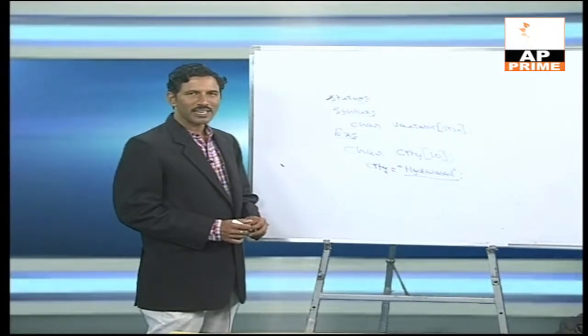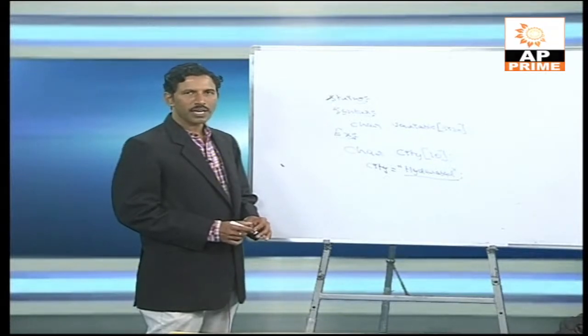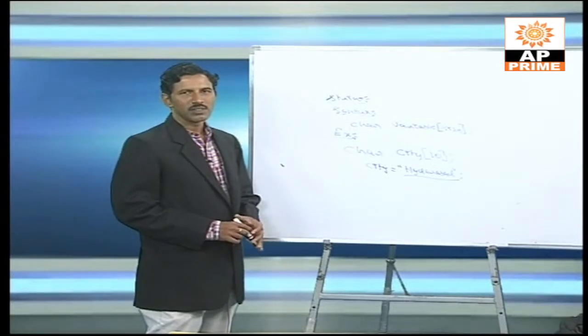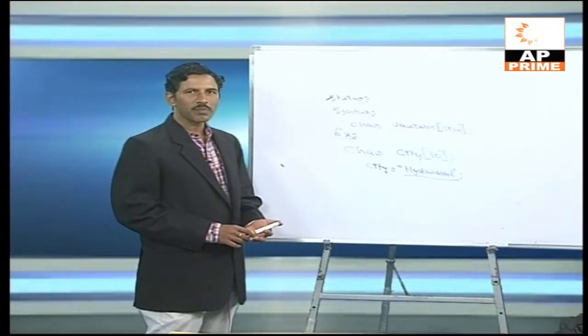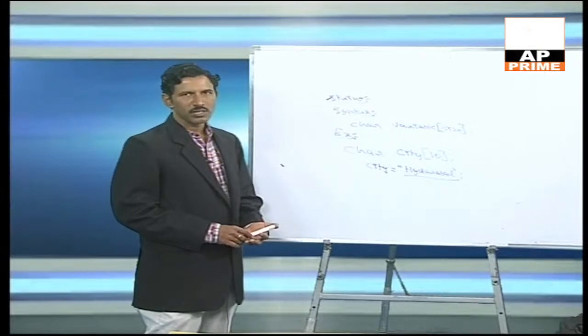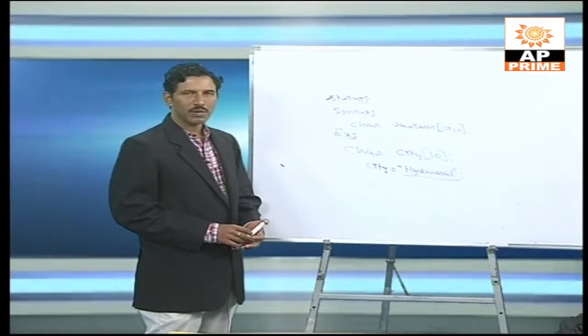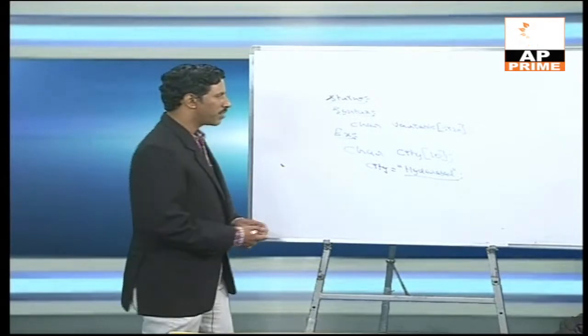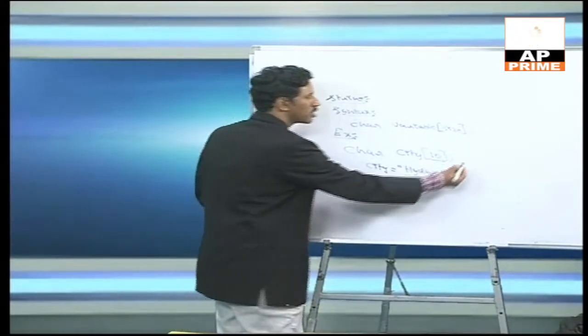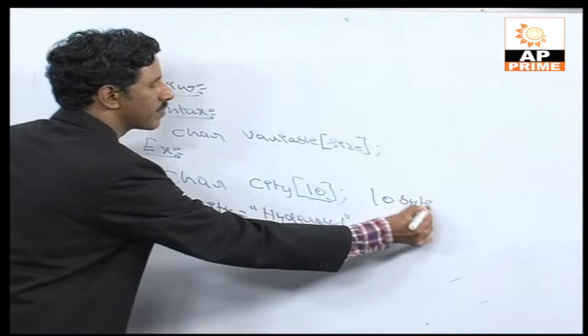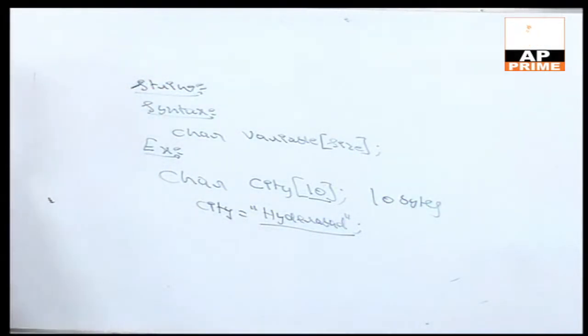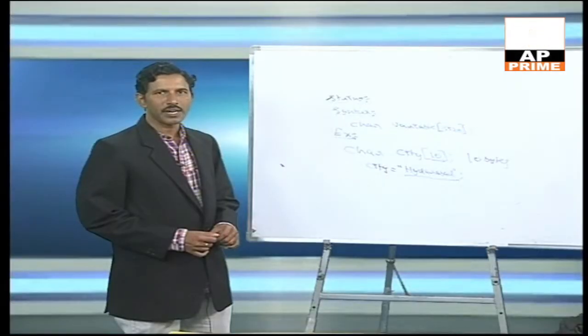Characters, what is the range? 0 to 255. A string is the same, 0 to 255. Each character occupies how much memory? 1 byte. Characters and strings both take 1 byte per character. Suppose I mention a size of 10, how much memory is created? 10 bytes. That is the string data type discussion.